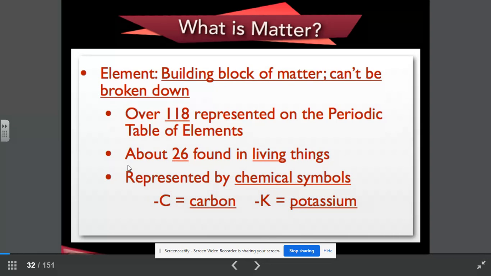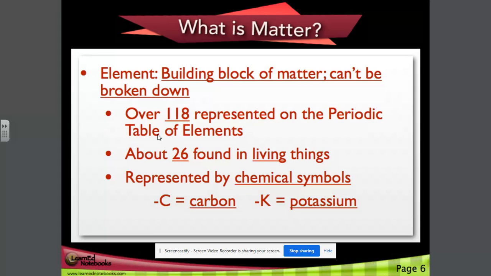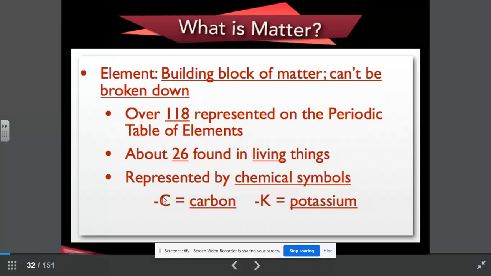So we said that there are about 118 elements represented on the periodic table of elements. About 26 of these are found in living things. And it's also important to note that elements are represented by chemical symbols. So for example, the letter C represents the element carbon. The letter K represents the element potassium.